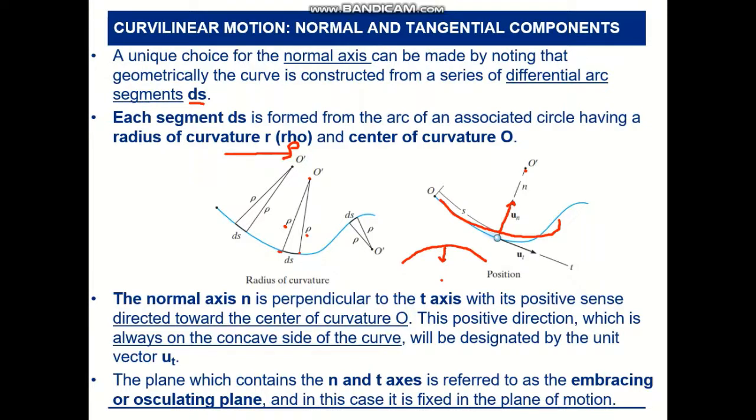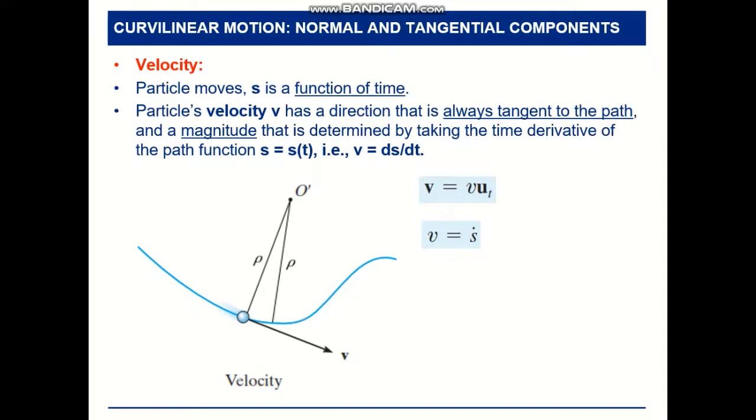We are going to solve many examples to understand this one. This is the definition of all this theoretical part of the dynamics. Let's see how we are going to define the velocity term in normal and tangential components. The particle moves along the path s, which is a function of time, and the particle's velocity v has a direction that is always tangential to the path, and a magnitude that is determined by taking the time derivative of the path function s.